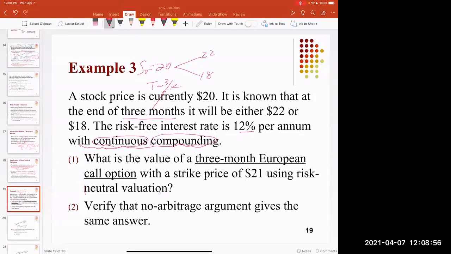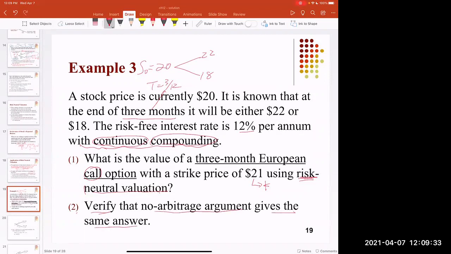Question 1, what is the value of a 3-month European call option? First, this is a call option, with the strike price 21, so that's K. You need to read the question carefully. Using risk neutral valuation. If the question asks you for risk neutral valuation, but you use the arbitrage argument, then you're totally wrong, right? So read the question carefully. Use risk neutral valuation. And then question 2, verify that the no arbitrage argument gives the same answer.